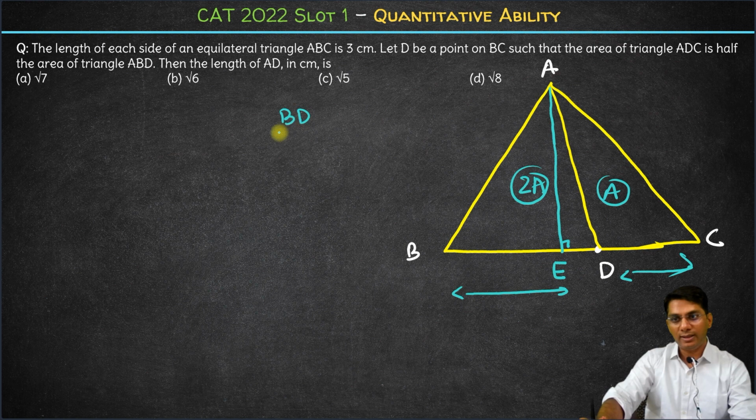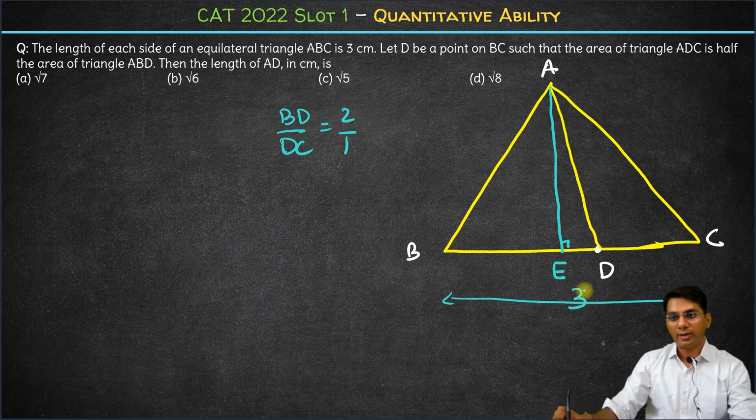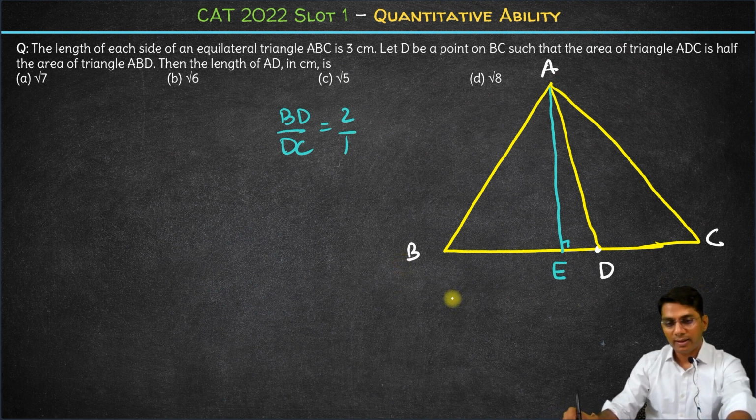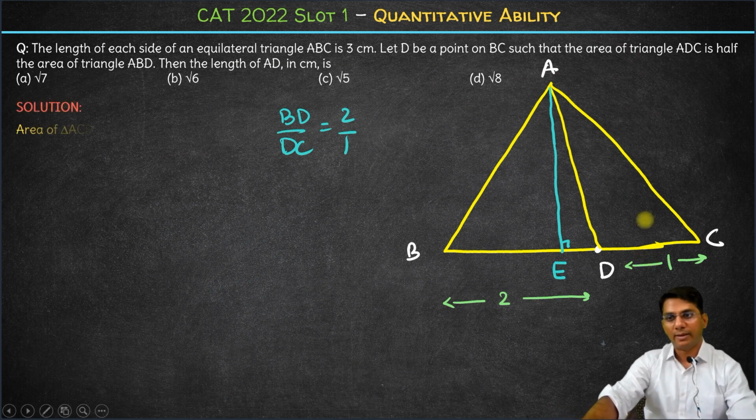So we get BD is to DC has to be 2:1, and we also know that this is an equilateral triangle of side 3, hence BC total has to be 3. So now 3 has to be divided in the ratio of 2:1. That gives us BD will be 2/3 of total 3. 2/3 of 3 is 2. So BD will be 2 centimeters and CD will be 1 centimeter here. Okay, this is the first thing that we have. BD and CD will be equal to 2 and 1 respectively.